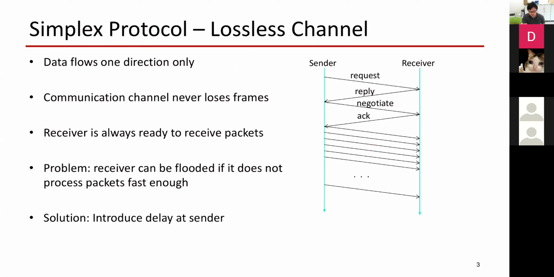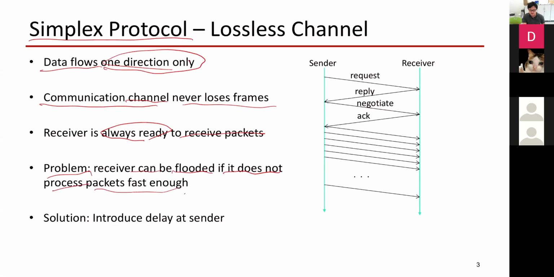What do I do? Data flows in only one direction, which means I'm using simplex. The communication channel never loses frames. The receiver is always ready to receive. Problem: the receiver can be flooded if it does not process the packets fast enough. Meaning, I'm listening and I do decoding. But if I'm overwhelmed, I can listen to one guy, but if two, three, or four people are talking to me at the same time, or someone talks too fast, I'm flooded.